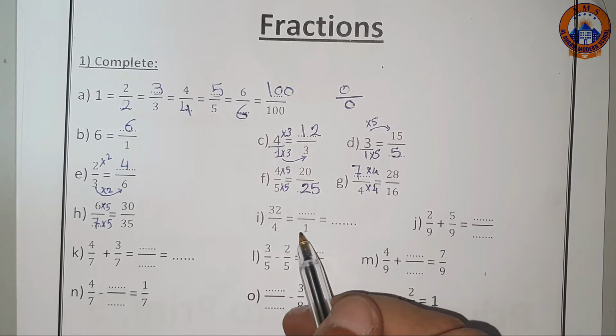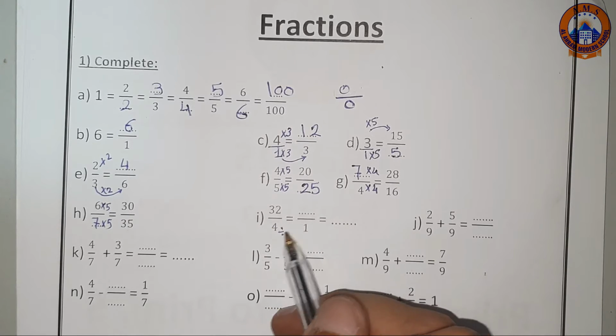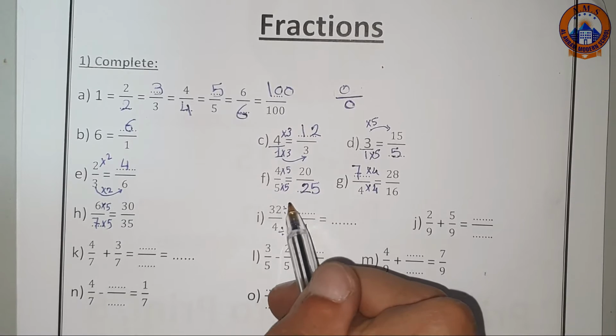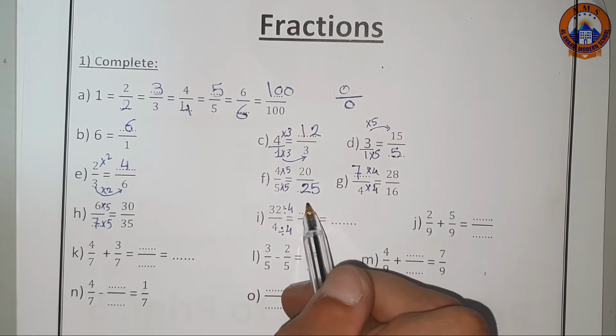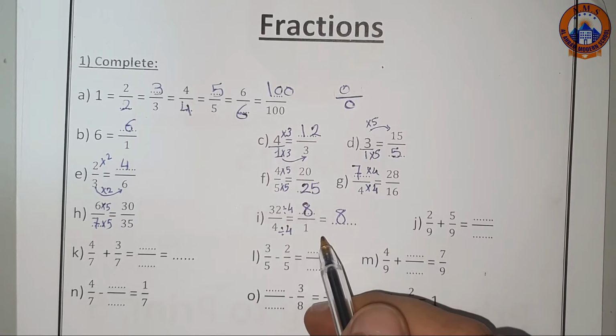In this question, the 4 becomes 1. So this 4 is divided because 4 becomes smaller. It becomes 1. So division by 4 and up also division by 4. 32 divided 4 equals 8. And 8 divided 1 equals 8.